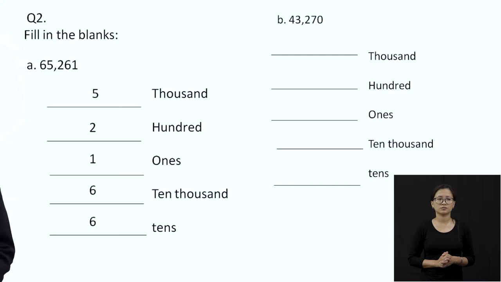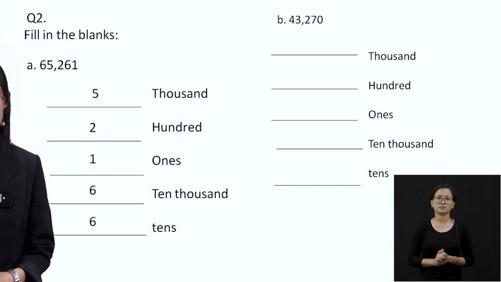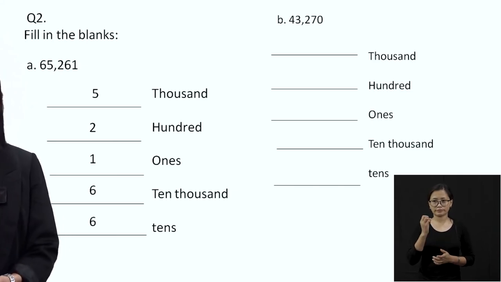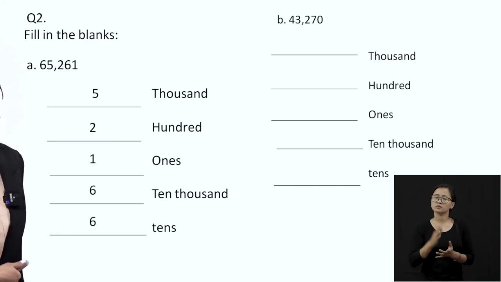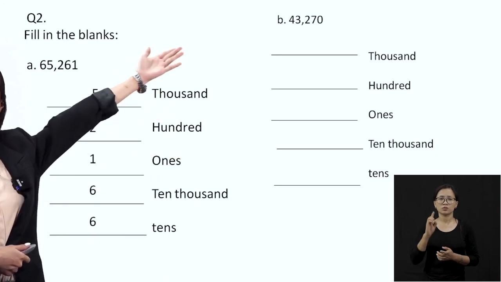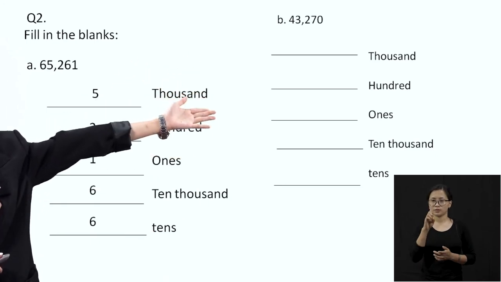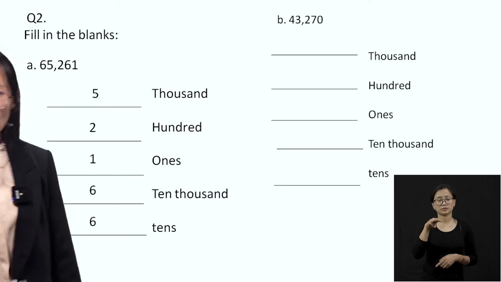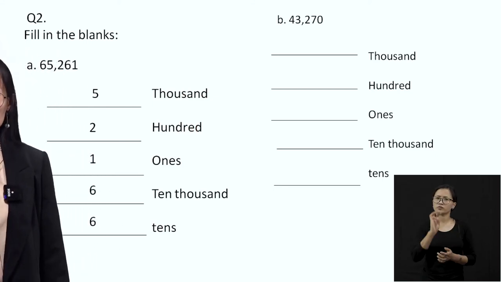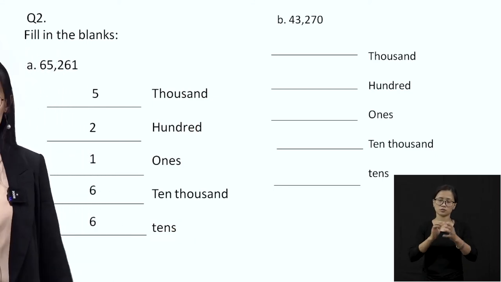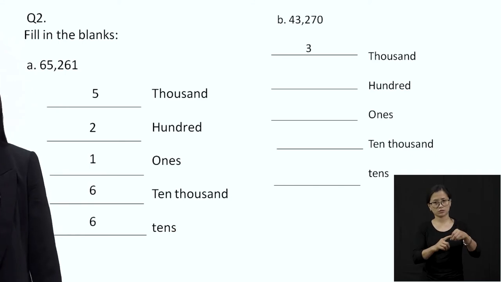So let's do the next question again. That is 43,270 or 4327 and 0. So here, thousands please. You count the thousands, ones, tens, hundreds, and thousands. So in thousands place, you have 3. So just as we did in the previous question, we will write 3.